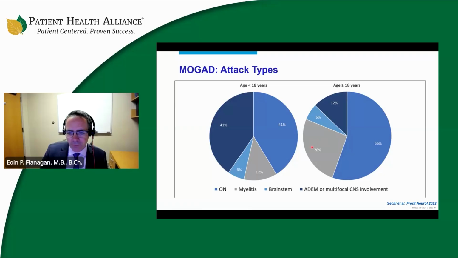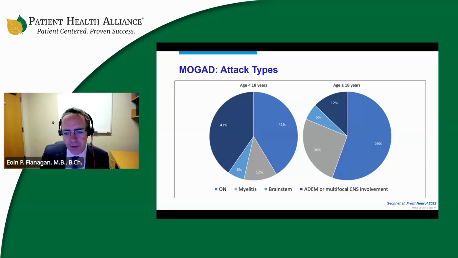MOGAD can also involve the spinal cord. So you can get numbness and weakness in the extremities. You can get blockage of the bladder, requiring a urinary catheter. You can get blockage of the bowels. So these are the main areas it affects: the brain, the spinal cord, and the optic nerve, with the optic nerve being really the most common, and it probably accounts for 70% of all the attacks, I would say, in MOGAD. So really very optic nerve central disease.